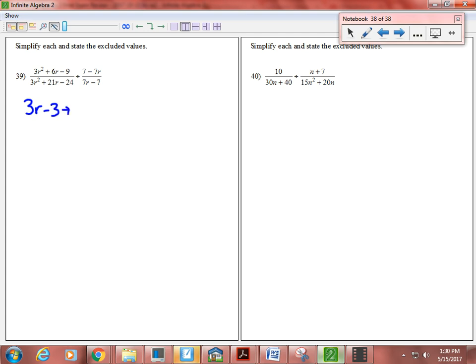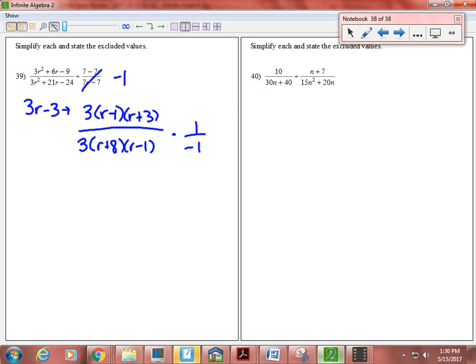So the numerator of this one is 3r minus 3. Okay, well, we're going to go ahead and transfer that to put the 3 outside and then do r minus 1, r plus 3. The denominator is going to be a 3 outside also, and r plus 8, r minus 1. Then on the other side, I have to multiply by the reciprocal. But these are opposites of each other, so really all this does is become a negative 1. So we're going to have a negative 1 in the bottom of this that we can go back to.